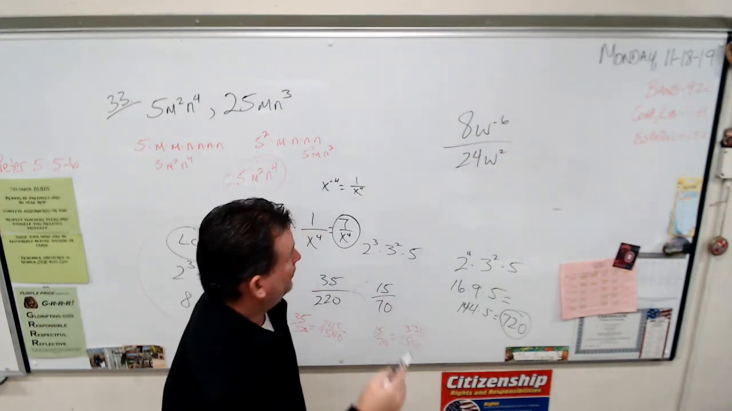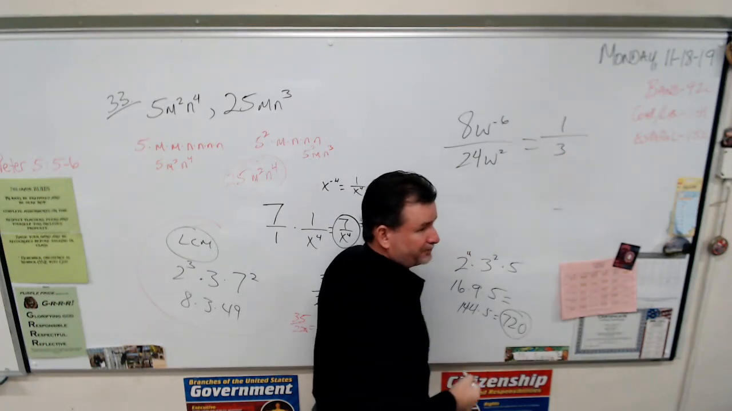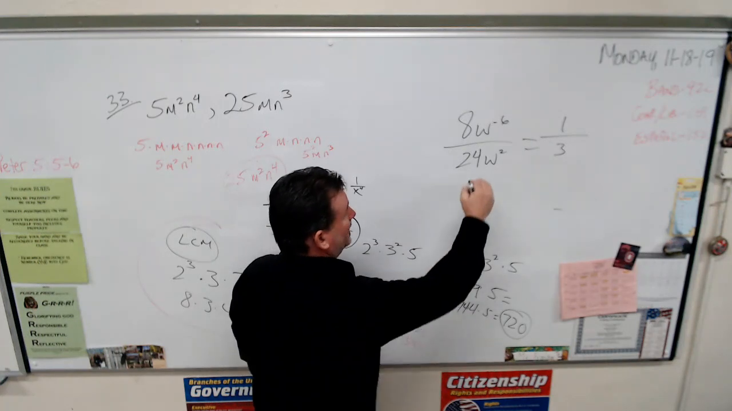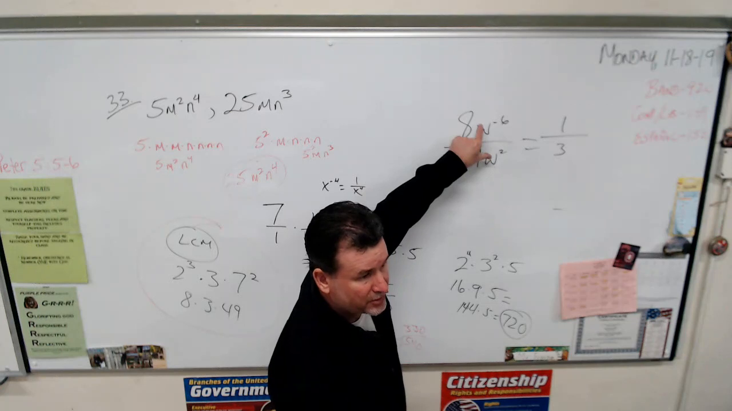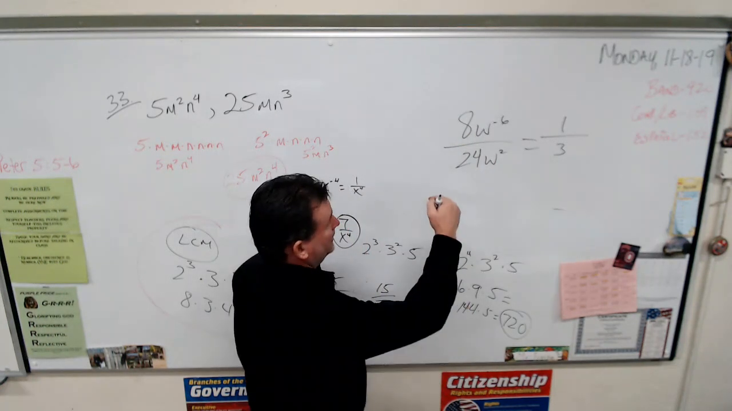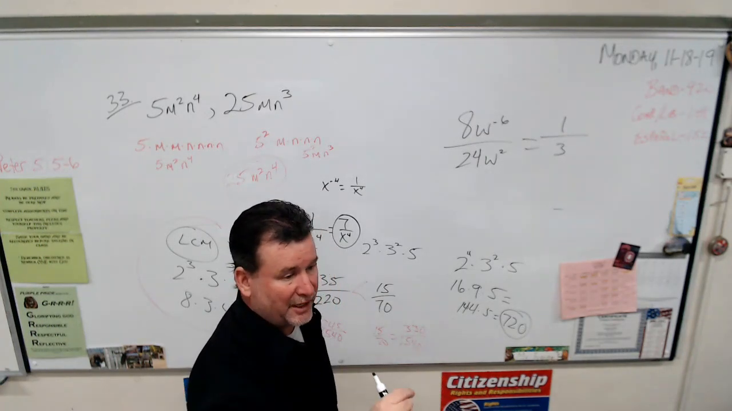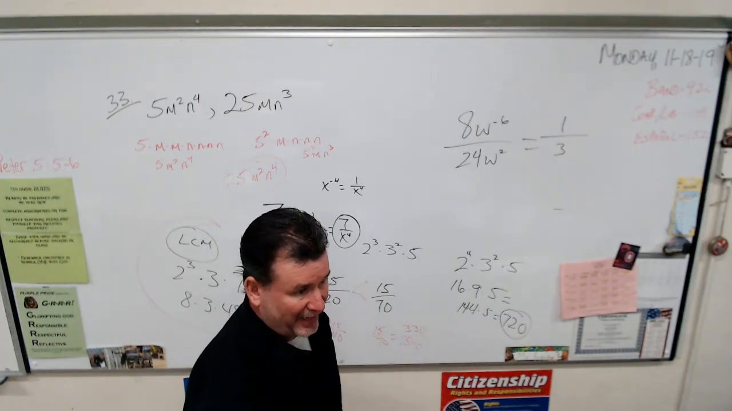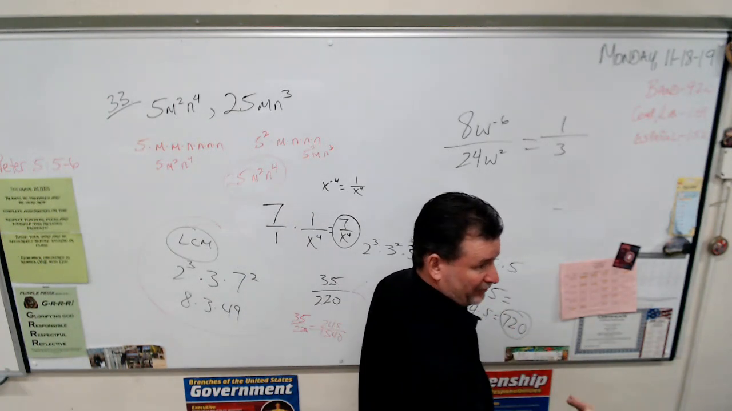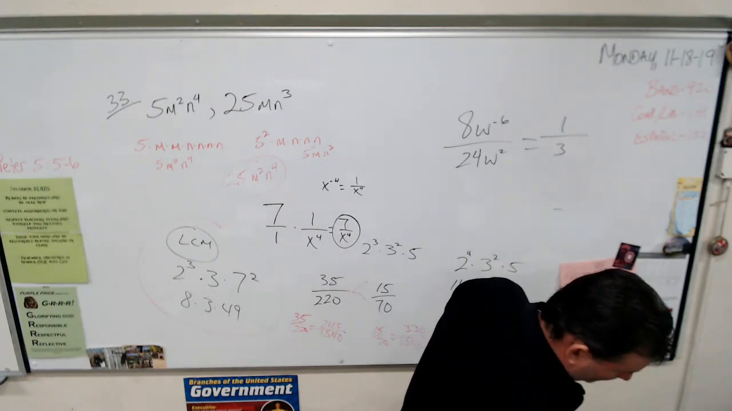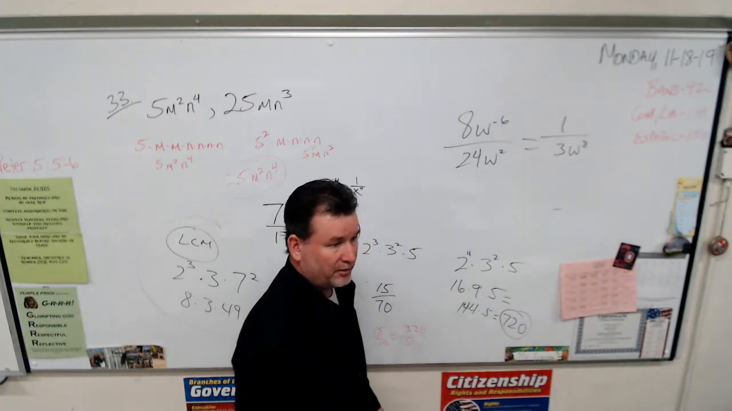Okay. You've already determined that the 8 and the 24 become a 1 and a 3, right? So now you've got negative 6 divided by 2. Are the bases the same, W's? Yes. Okay, so it's negative 6 minus 2. What's negative 6 minus 2? Negative 8. So that makes it 1 over W to the 8th, which is how they get 1 over 3 W to the 8th.